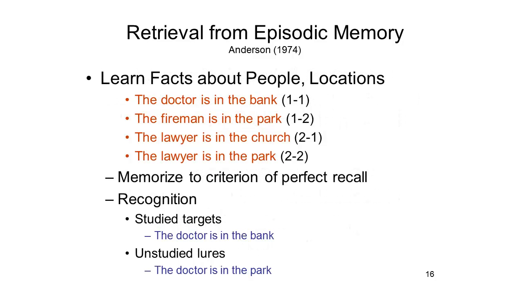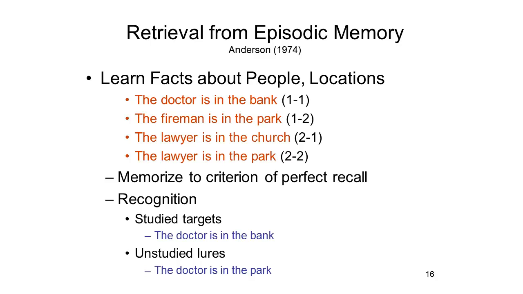Here's a classic demonstration of the paradox of interference by John Anderson, a psychologist at Carnegie Mellon University. Anderson had his subjects learn a list of simple facts about people and their locations, such as the doctor is in the bank, the fireman is in the park, the lawyer is in the church, and the lawyer is in the park. Note that there's only one fact about the doctor and only one fact about the bank, but there are two facts about the lawyer and two facts about the park.